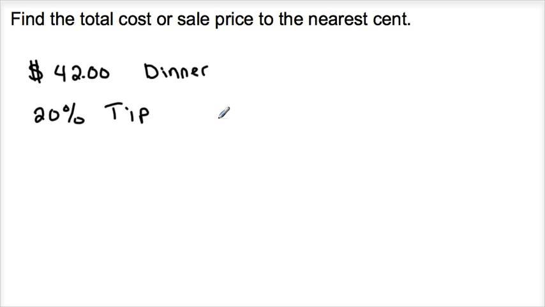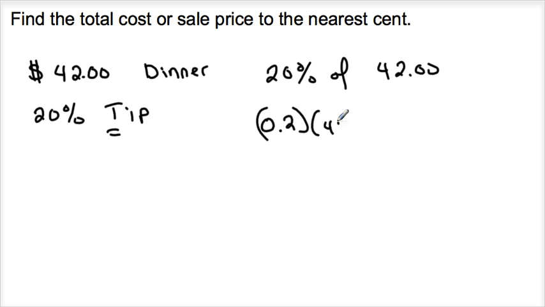Alright, so we go to the diner, we spend $42, and we want to be nice to our waiter or waitress, and we want to leave them a 20% tip, minimum. So the tip, again, is like the tax or the markup. We're going to add that back onto the final price. So what is 20% of $42? So 0.2 times 42, and we should get an answer of $8.40. So if the question is asking what the tip is, it's $8.40.